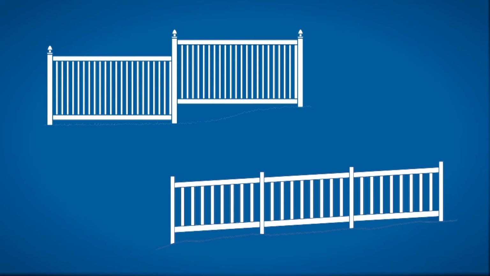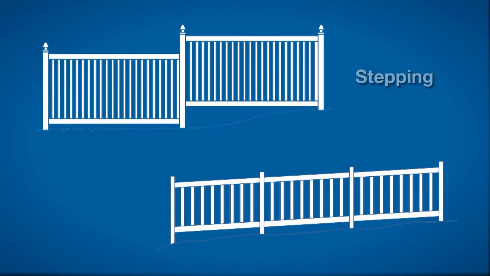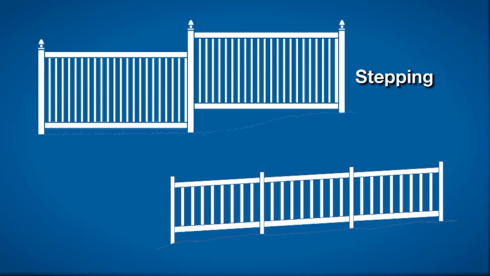There are 2 methods for installing fence on sloped or hilly terrain. With the stepping method, the fence rails remain horizontal and the posts are extended to accommodate the change in terrain. Using this method, longer end posts will be needed and will have to be routed in the field.